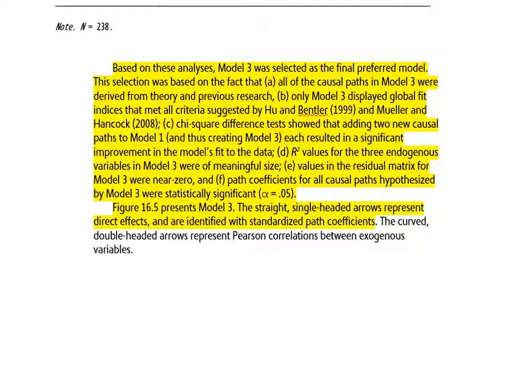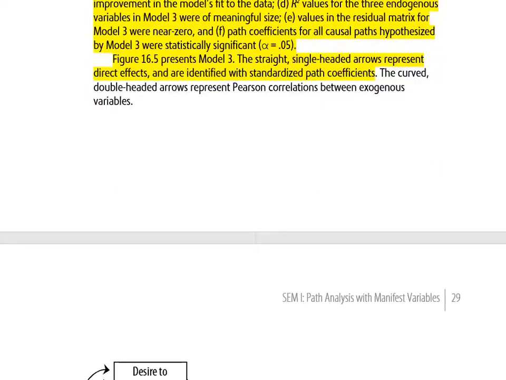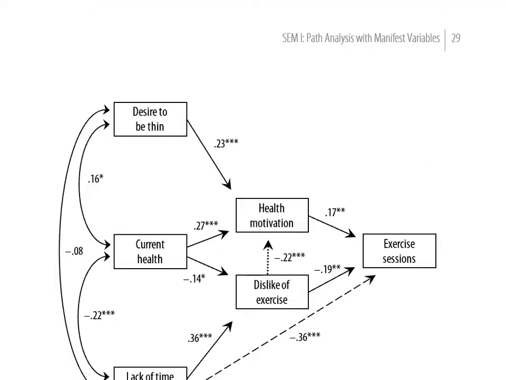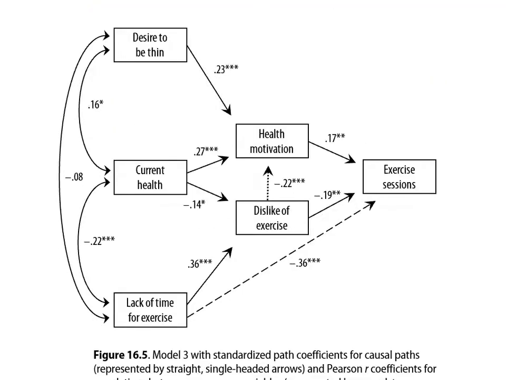The straight single-headed arrows represent direct effects and are identified with standardized path coefficients. Now this is something new. We go to page 29, and on page 29 we have figure 16.5. This is Dr. O'Day's final preferred model. It is Model 3. It's identical to the path models that we saw earlier in the chapter, except now she's added statistics to these paths.